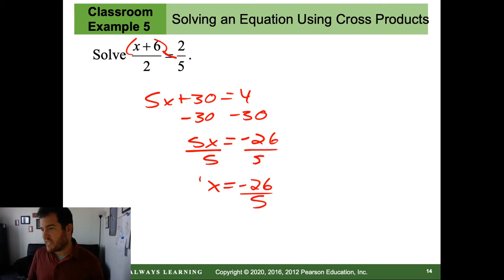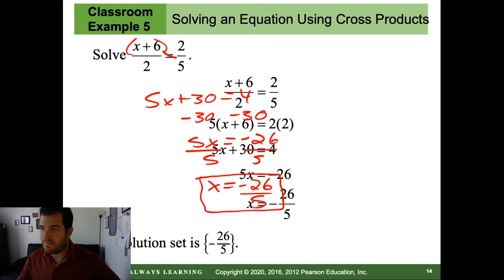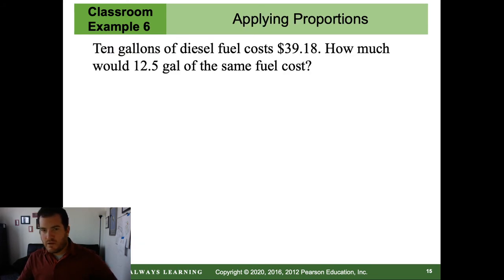I'm probably not going to change that because I want you guys to at least see that fractions can be your answer. And that is the right answer. It's a weird, funky answer, but it's okay to get fractions. Okay? All right, last example.